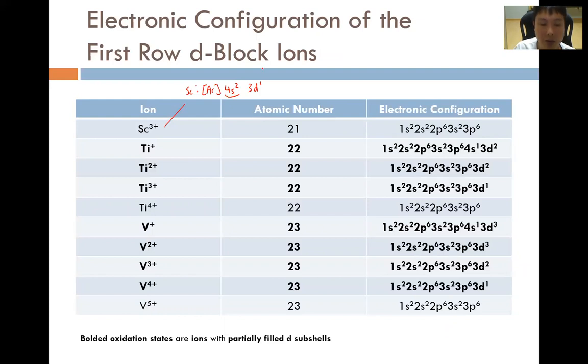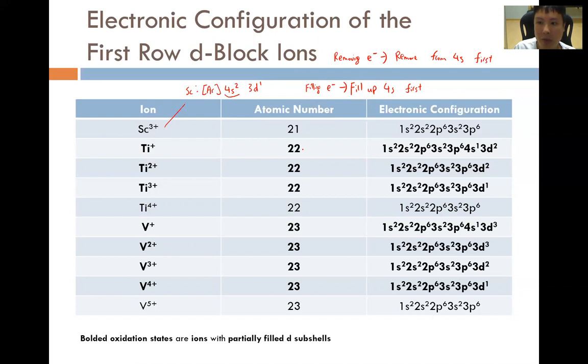Now, when we remove electrons, we also remove from the 4s orbital first. Okay, so this is just a rule that you have to follow when you remove electrons from transition metals. So for transition metals, when you're filling up electrons, we fill up the 4s first, and if we are removing electrons, we also remove from 4s first.